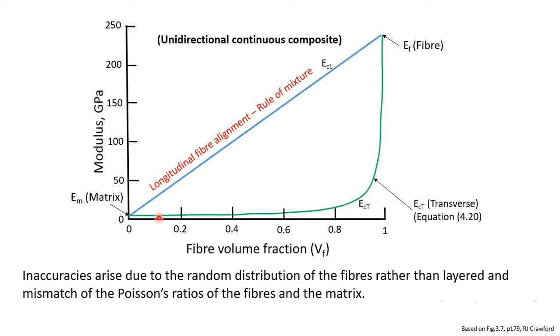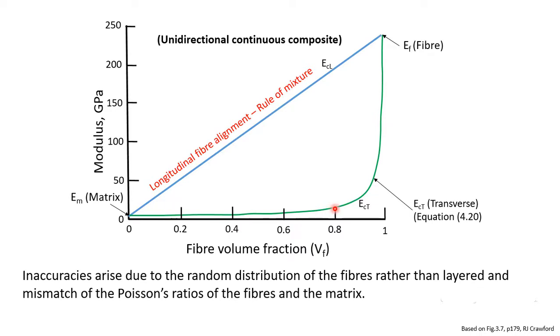If we plot the transverse modulus, equation 4.20, then it will give us this kind of relationship. That means for much of the volume fraction, there is actually not much strengthening in the transverse direction. Only when we have a very high percentage of fiber, beyond 0.9, do we see a sharp rise in the modulus. As we approach 1, that means only fiber, no matrix, the modulus is equal to the modulus of the fiber. So this is the way we can see the relation.